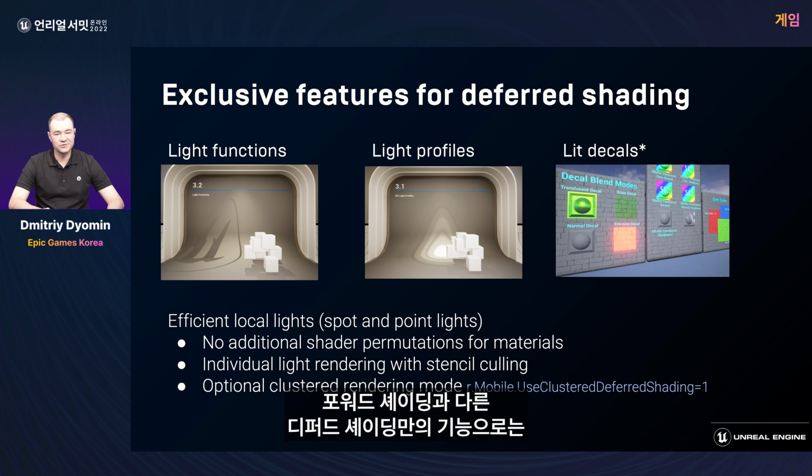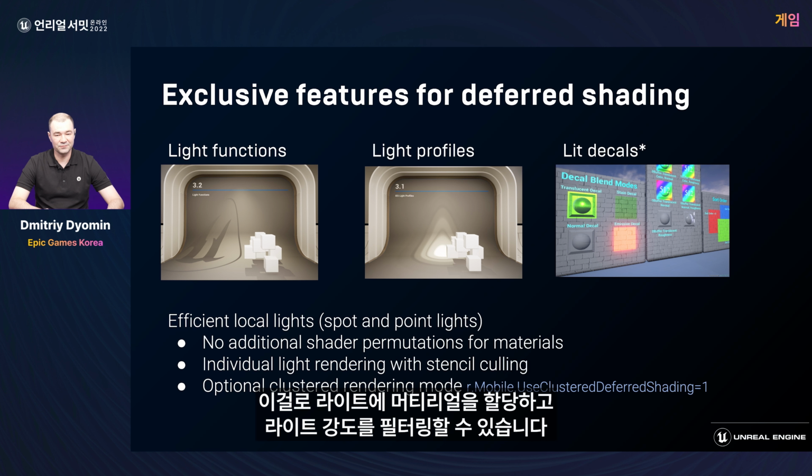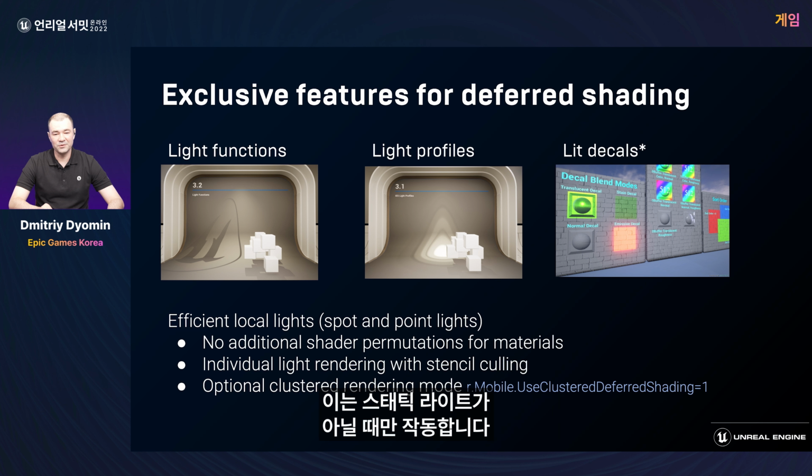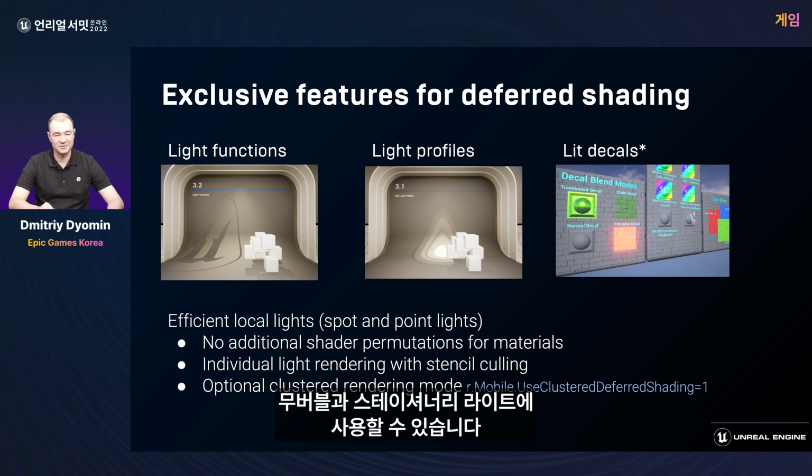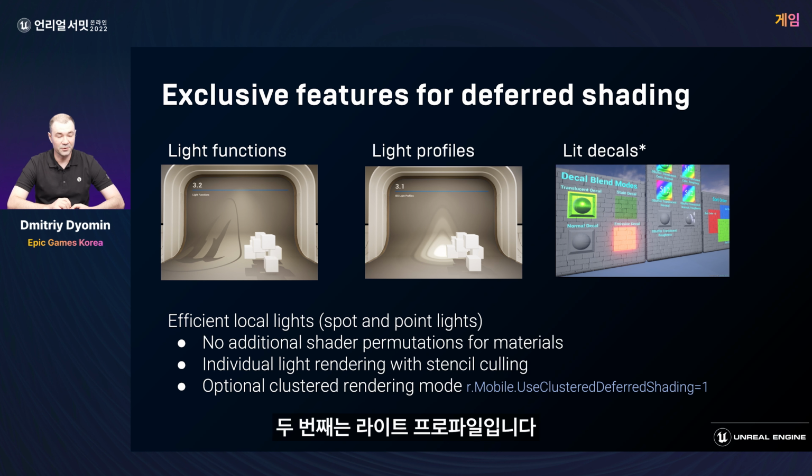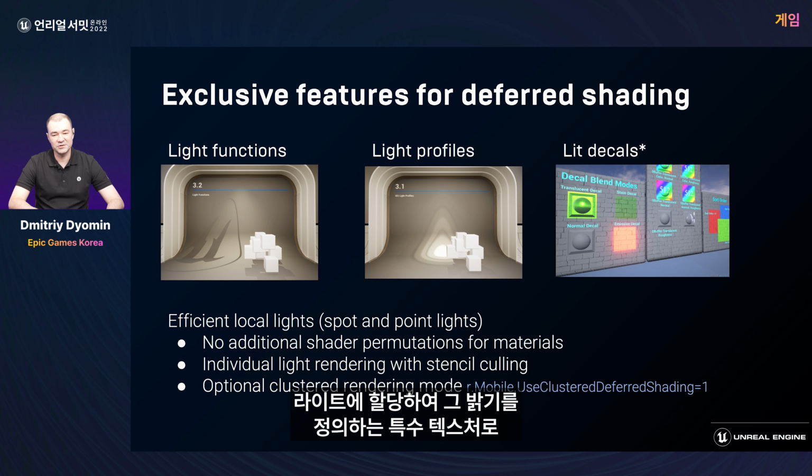About the exclusive features you get with mobile deferred shading compared to forward. First is the light functions, which allow you to assign a material to a light and which will filter the light brightness intensity. I should mention that it works only with non-static lights, so it is fine for movable and stationary lights. Second is light profiles. It's a special texture you can assign to a light that will define its brightness.